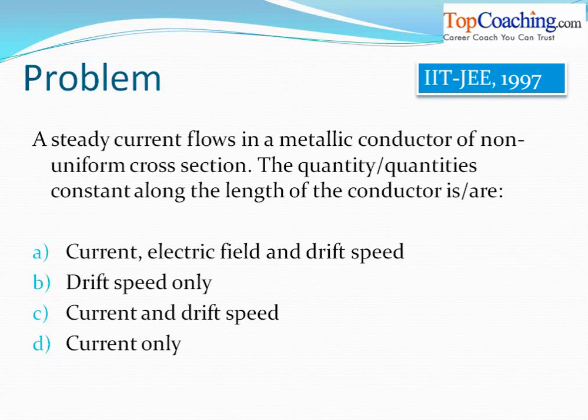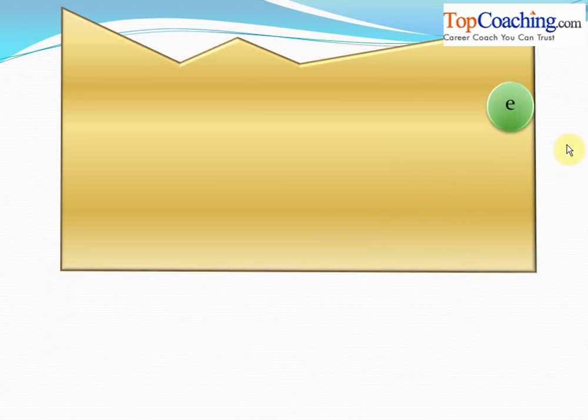Basically, in this question, we are given a metallic conductor that has a non-uniform area of cross-section. And we are asked, across this metallic conductor, will the current vary? Will the electric field vary? And will the drift speed vary? So we are given these three quantities, current, electric field, and drift speed, and we are asked if they will vary. So let's take a look. So this is a metallic conductor.